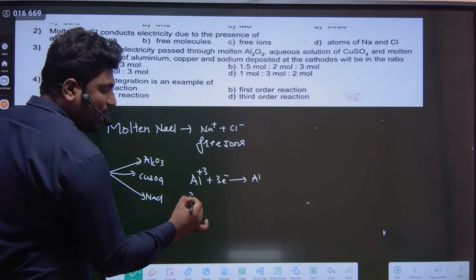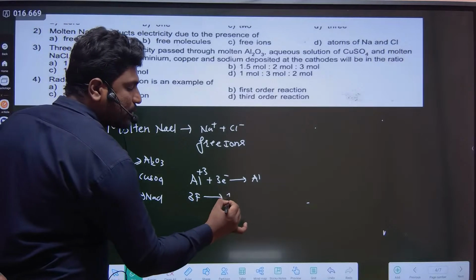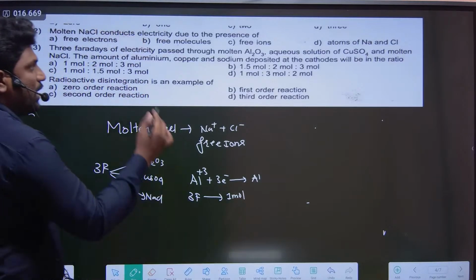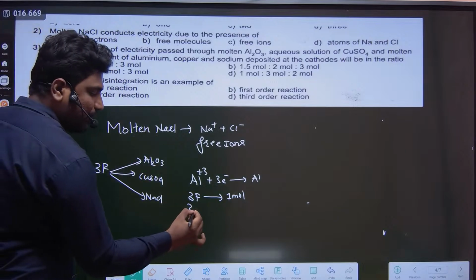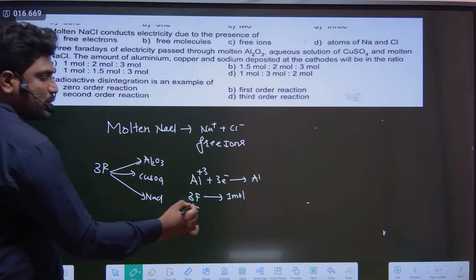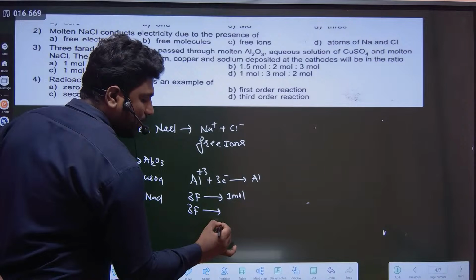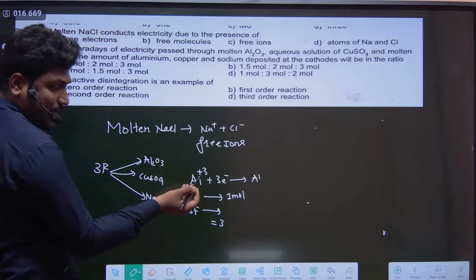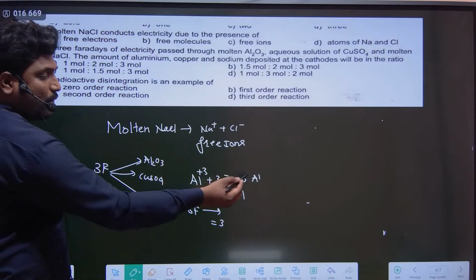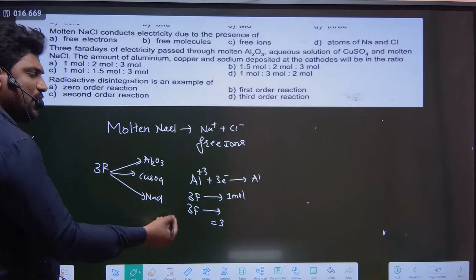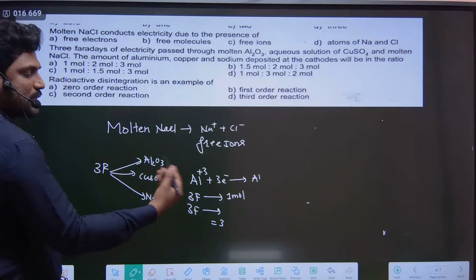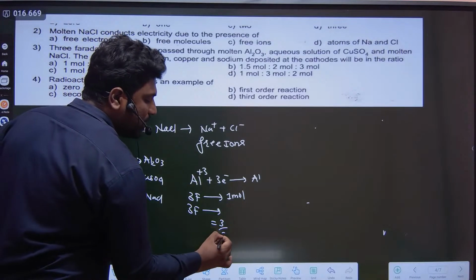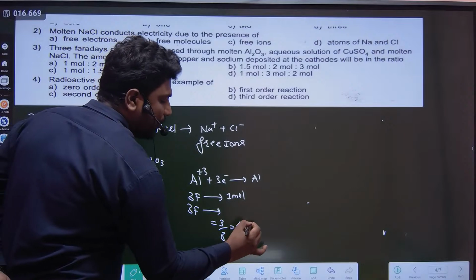So 3 Faradays of electricity is required to deposit 1 mole of aluminium. They have given 3 Faradays in the question also. So 3 Faradays of electricity deposits how much? It will be 3 by 3, that is equivalent to 1 mole only.